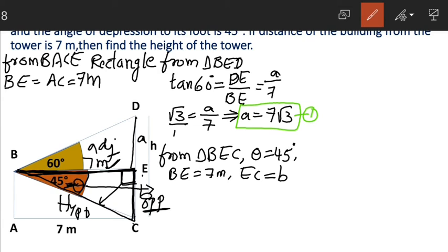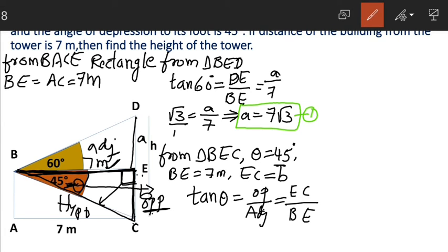So we have to choose the trigonometric ratio related to opposite and adjacent. Once again I am considering the tan theta formula, which is nothing but opposite side by adjacent side. Here the opposite side is EC, and the adjacent side is BE. Now substitute the values. Theta is 45 degrees, so tan 45 degrees is equal to EC, that is b, by BE, that is 7 meters.